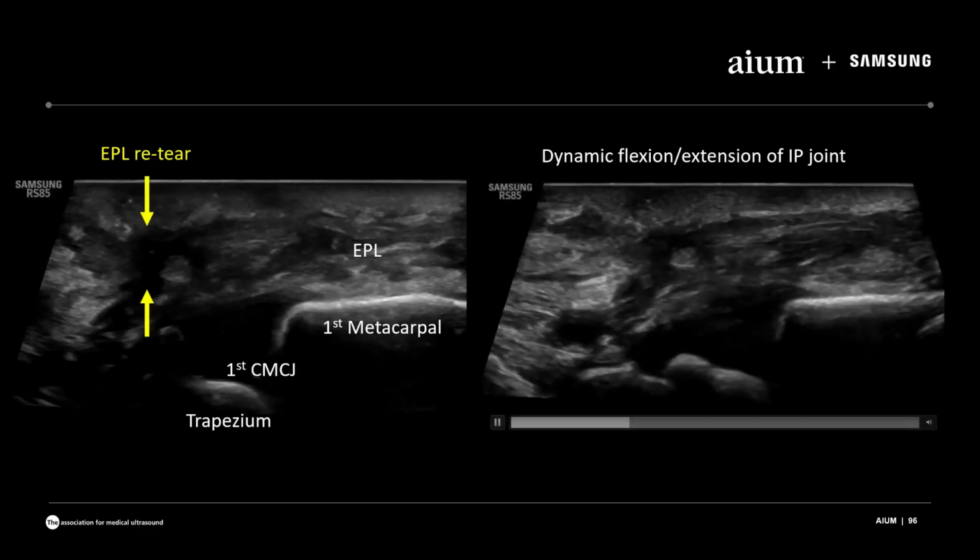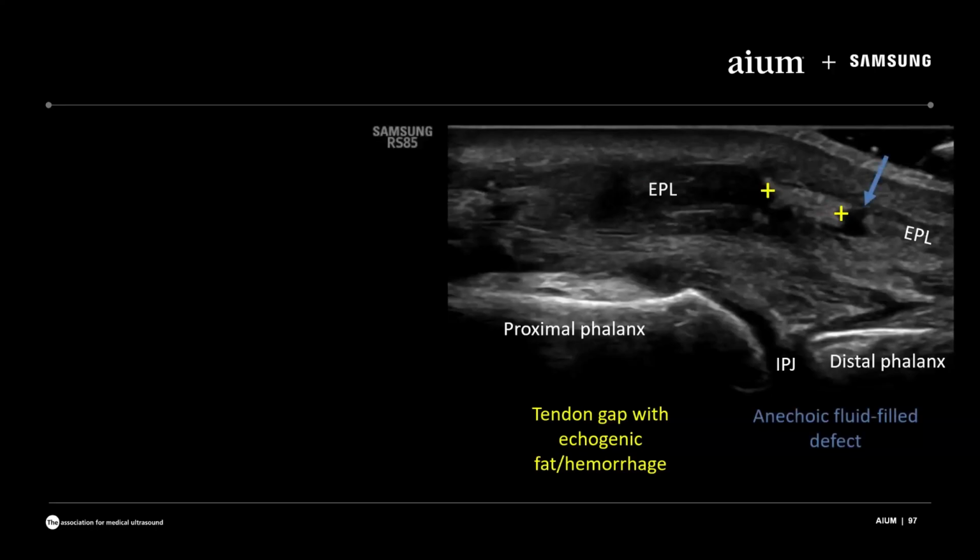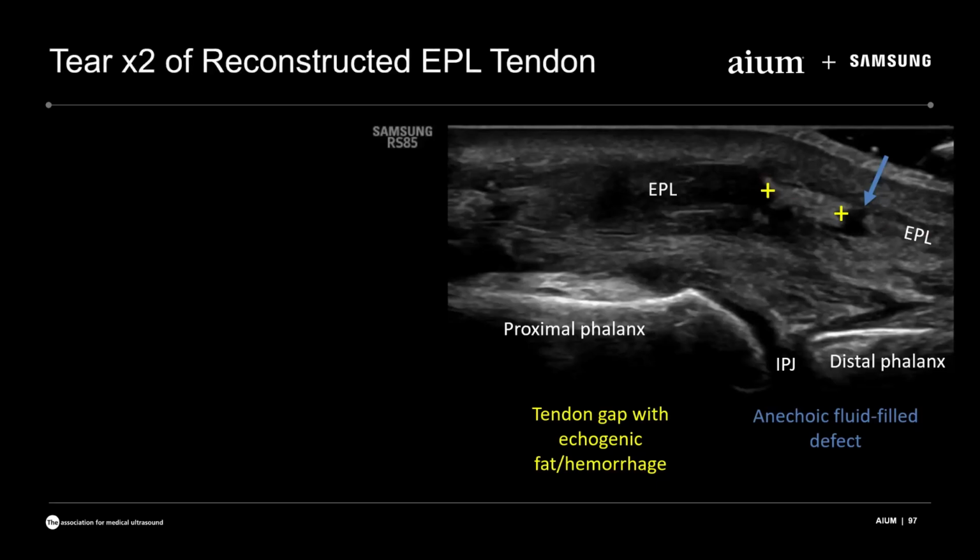So let's look downstream. So now we're at the distal phalanx. There's the IP joint and the proximal phalanx. Here's that thickened postoperative EPL tendon. And notice that there's this tendon gap here that's filled with this echogenic fat and hemorrhage, telling us there's a tear. There's also a little anechoic fluid defect there, that this is all part of the tear here. And then you can see the EPL tendon assumes a normal caliber, and off screen did insert normally onto the distal phalanx. So not only did they have a proximal tear, but they did have the second tear, two tears of that reconstructed tendon.